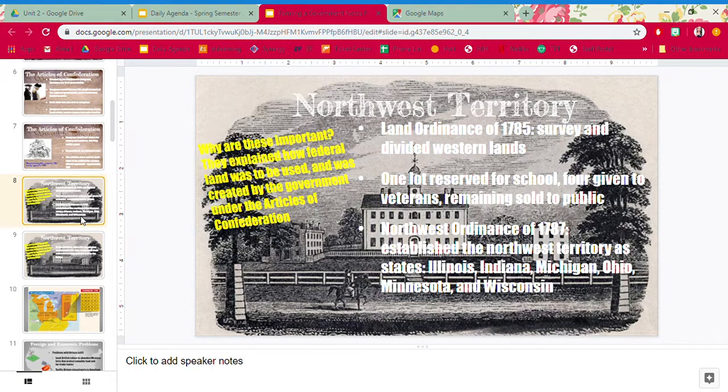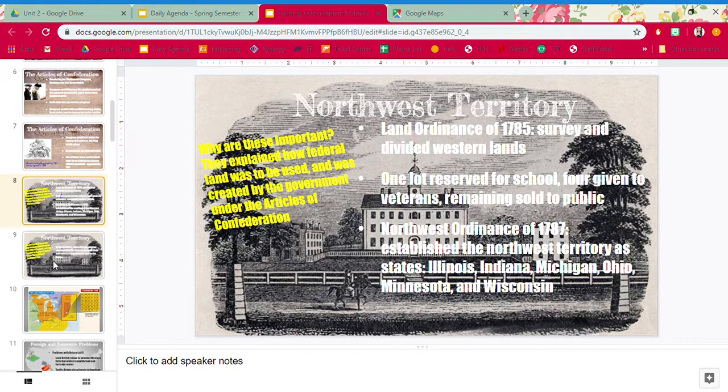So the Articles did do some good things, right? They did some important things. And yeah, here's where it talks about a school, veterans, and the rest sold to the public. Additionally, this Northwest Ordinance is going to establish a Northwest Territory as states. So Illinois, Indiana, Michigan, Ohio, Minnesota, and Wisconsin.